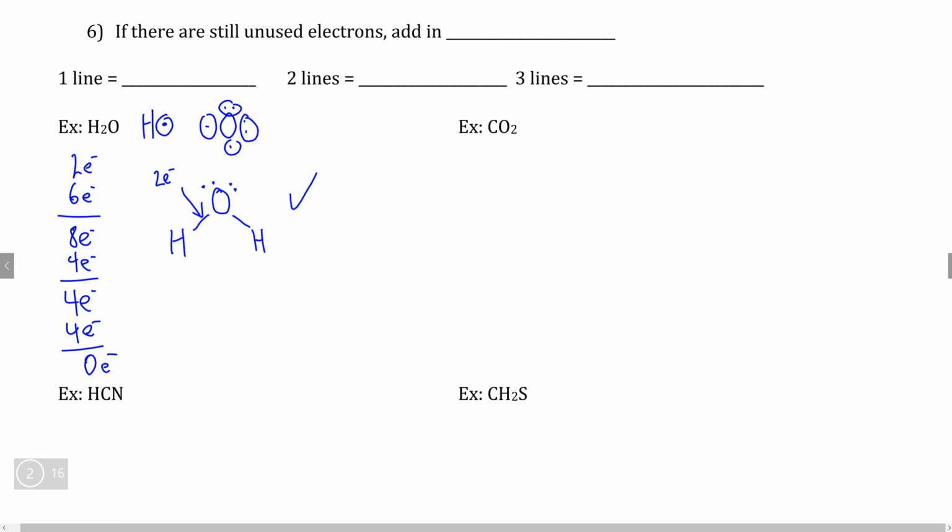However, if we try doing the same strategy with carbon dioxide, we end up with a little bit of a problem. So let's follow the same procedure and draw the atomic structure of carbon and oxygen.